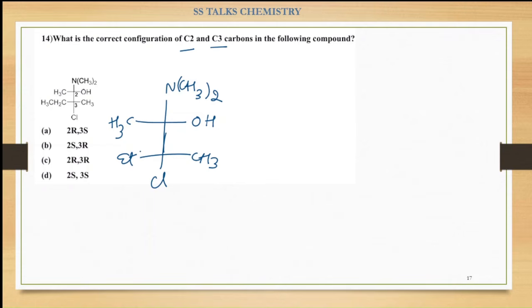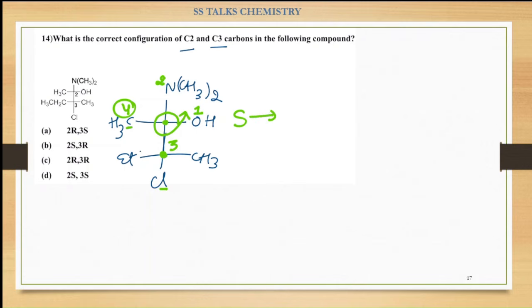So firstly, around the second carbon atom, the highest priority is given by atomic numbers. Among these, oxygen has the maximum atomic number, so this one gets the highest priority, followed by the nitrogen atom. Then this is also a carbon atom, and this one is also a carbon atom, but this carbon center is further attached to Cl, so this gets the next priority, and this one gets the least priority. Going in the order 1, 2, 3, it is going in the anti-clockwise direction.